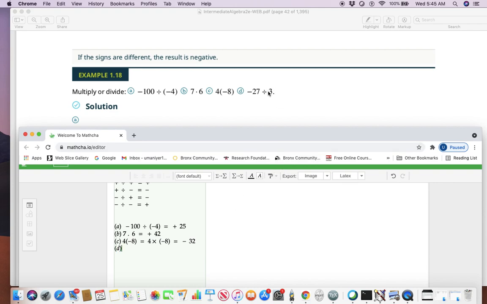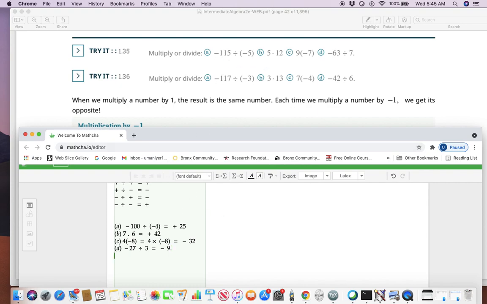Next, what is negative 27 divided by 3? Well, negative divided by positive is negative. 27 divided by 3 is 9. So the answer is negative 9.